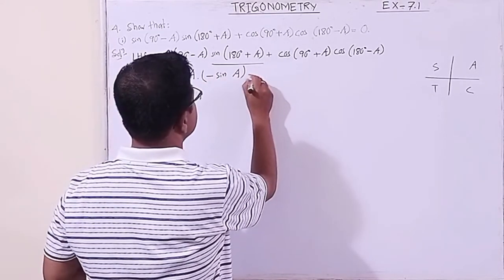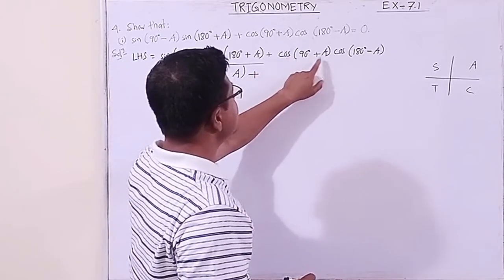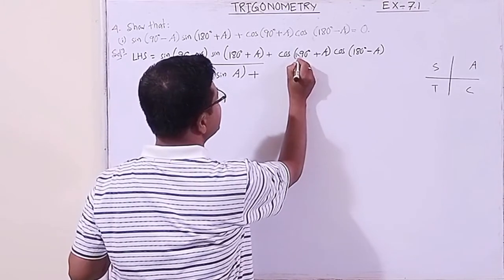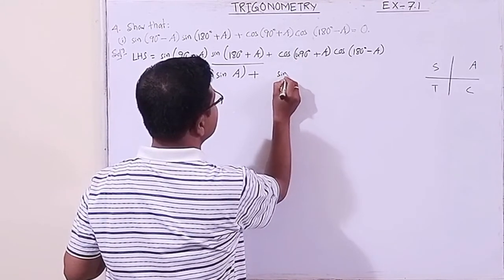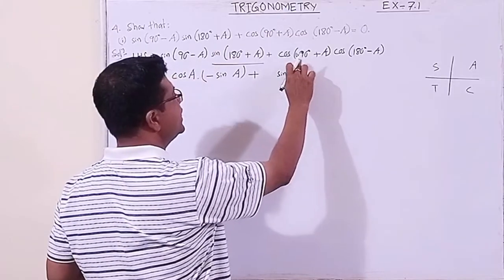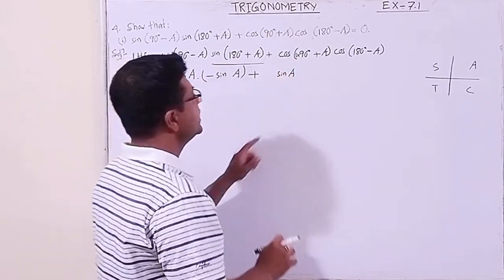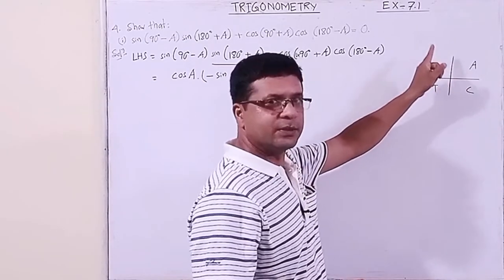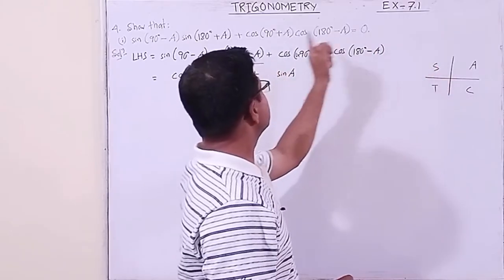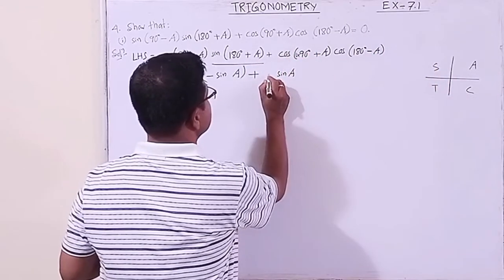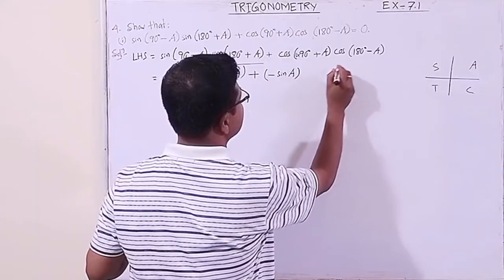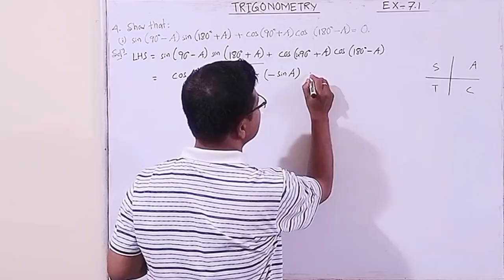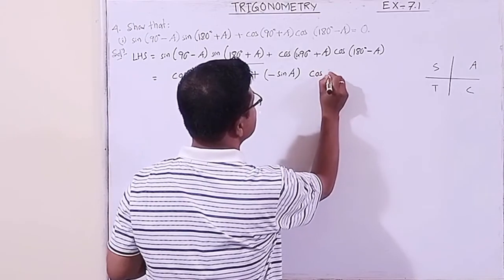Okay, then plus cos(90° + A). As it is an odd multiple of 90, this is 1 into 90, so cos is converted to sin. This is in which quadrant? 90 up to this, and then 90 plus A, so it is in the second quadrant. In the second quadrant, cos is negative. So minus sin A. Then this is an even multiple of 90 degree, so directly cos will remain as cos A.